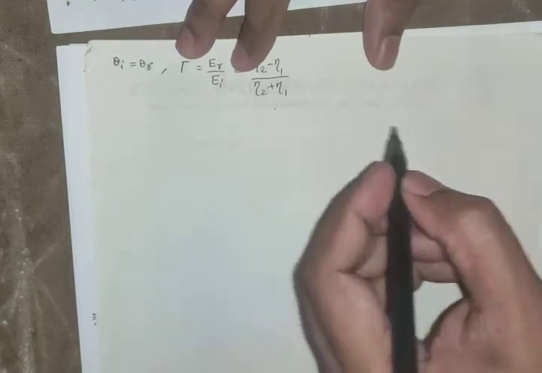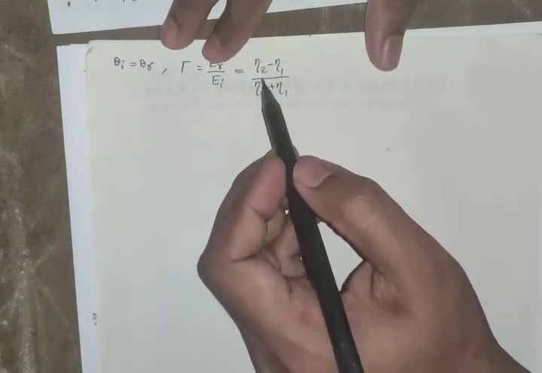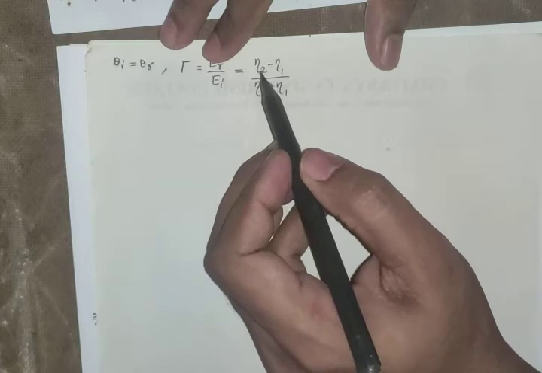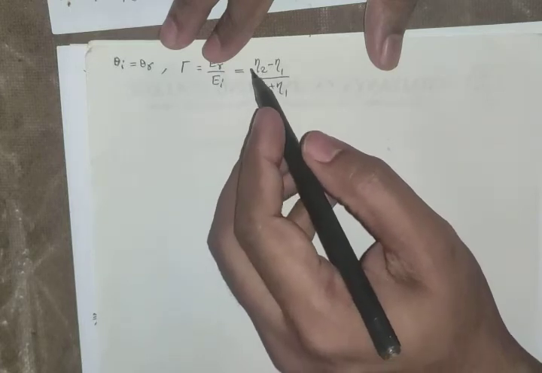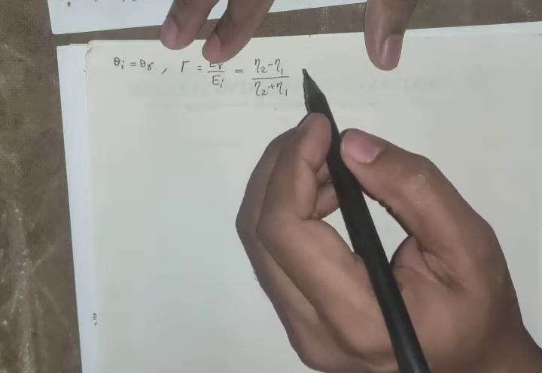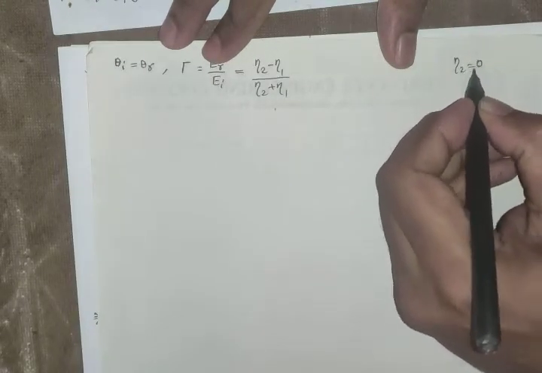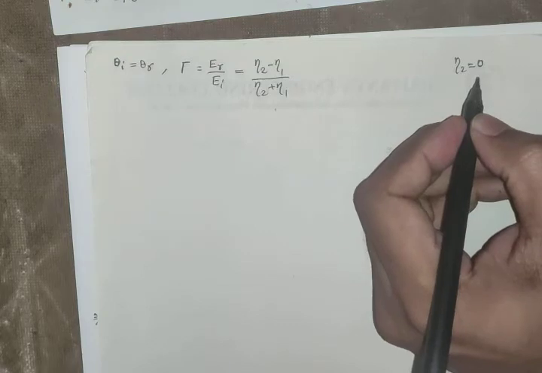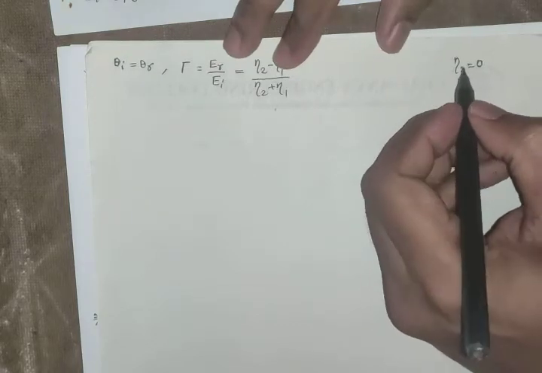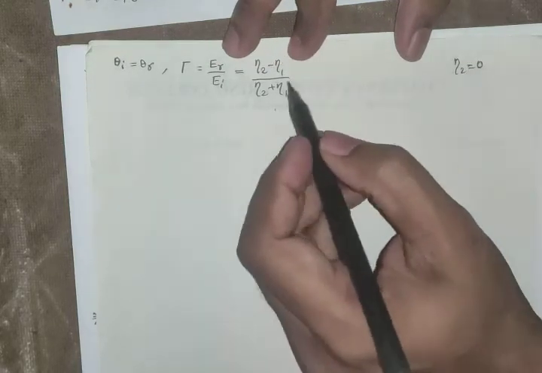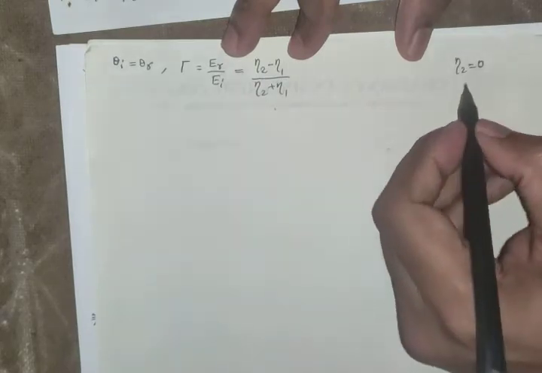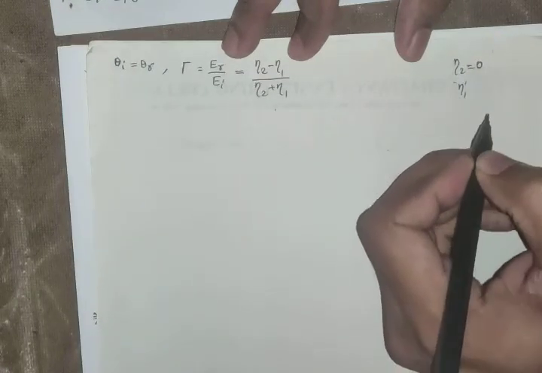Just remember one point. Since the second medium is a conducting medium, its impedance is said to be 0. That means the value of eta 2 is 0, since it is a perfect conductor. Since medium 1 is a perfect dielectric medium, you should retain eta 1 as it is.